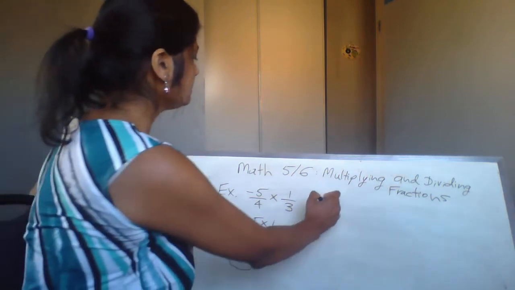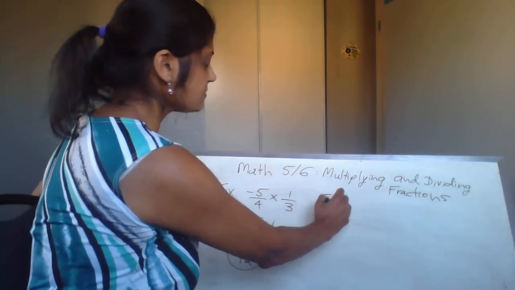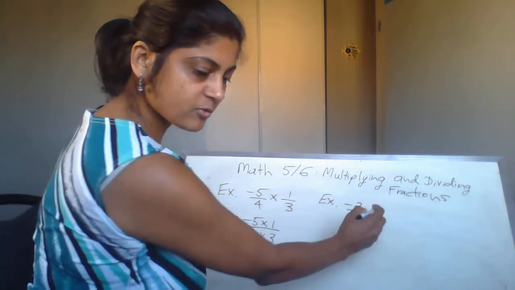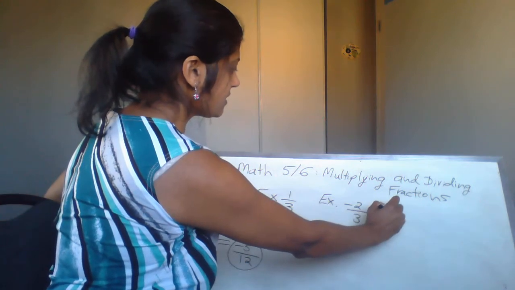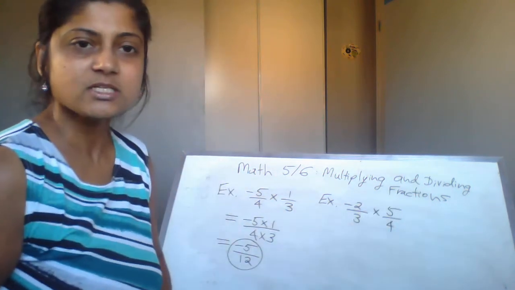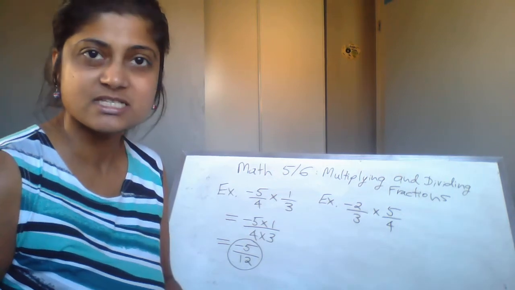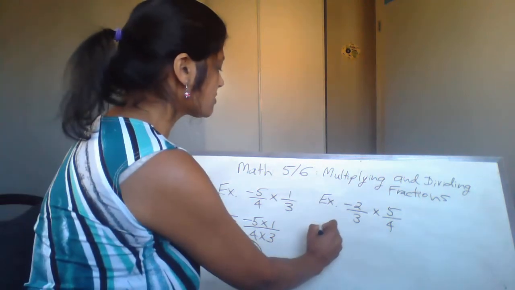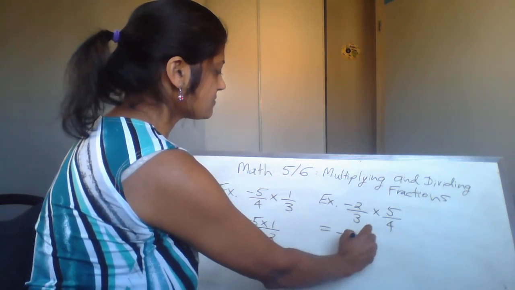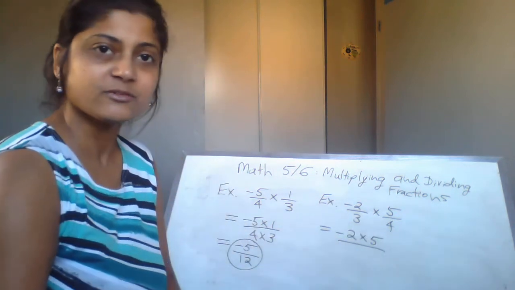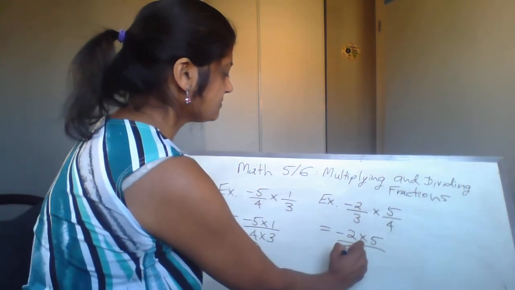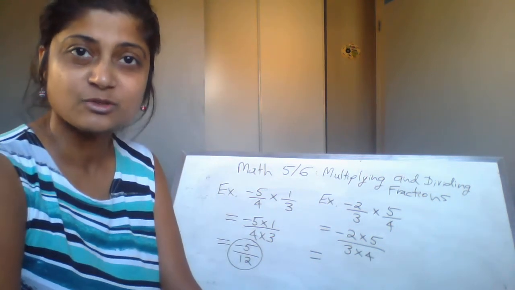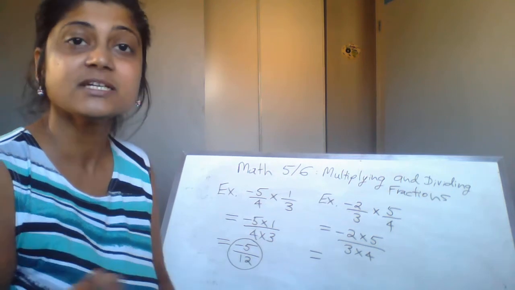Let's try an example. So let's try negative 2 over 3 times 5 over 4. I can see here that 5 over 4 is an improper fraction. Again, when you multiply fractions, it does not matter. What we're going to do is multiply the top. So negative 2 times 5. And on the bottom, we're going to do 3 times 4. I'm going to multiply the two numbers in the numerator together. So negative 2 times 5, negative 10.